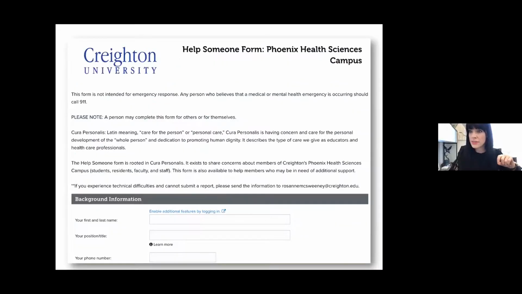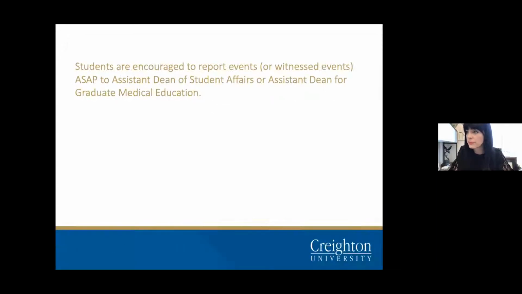They can anonymously fill out this report, or they could put their name in if they would like, and it will likely get filtered to me. It goes to Rosie McSweeney, who is part of our community standards. She's the director of our community standards and well-being, and she would get this report, and then she would pull me in as appropriate, or Dr. Epter, whom might need to be brought in on this instance. So our students are aware of this form. Faculty can also use this form too. This is the Help Someone.